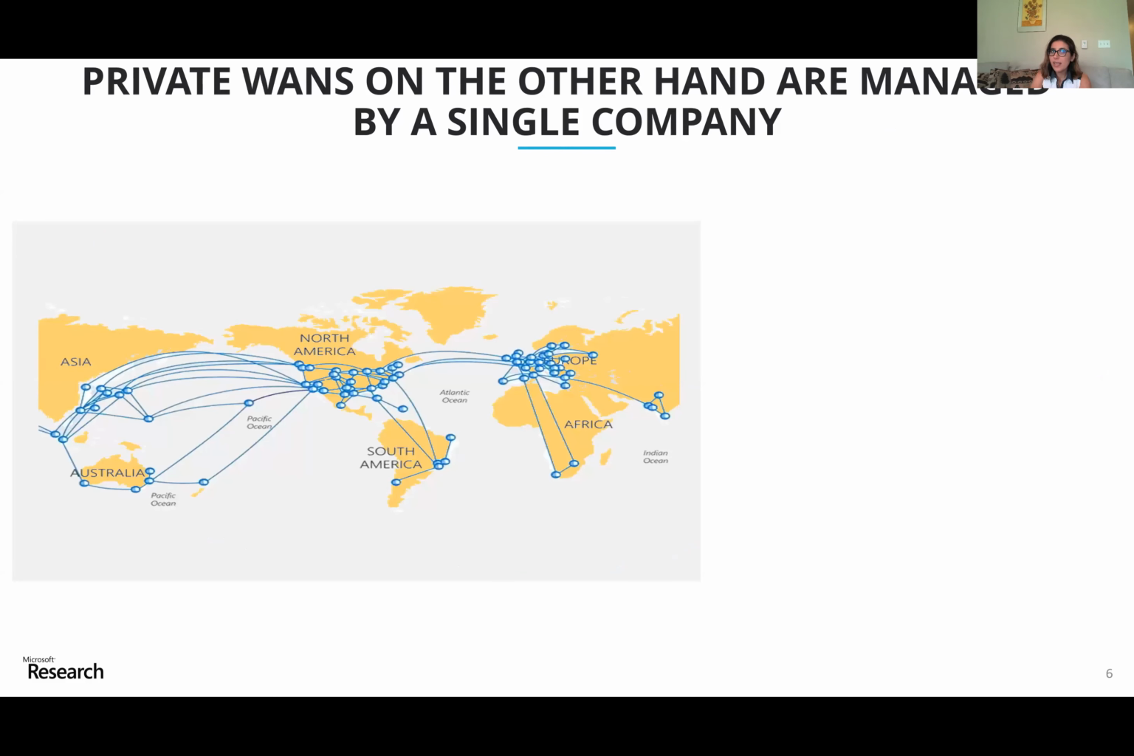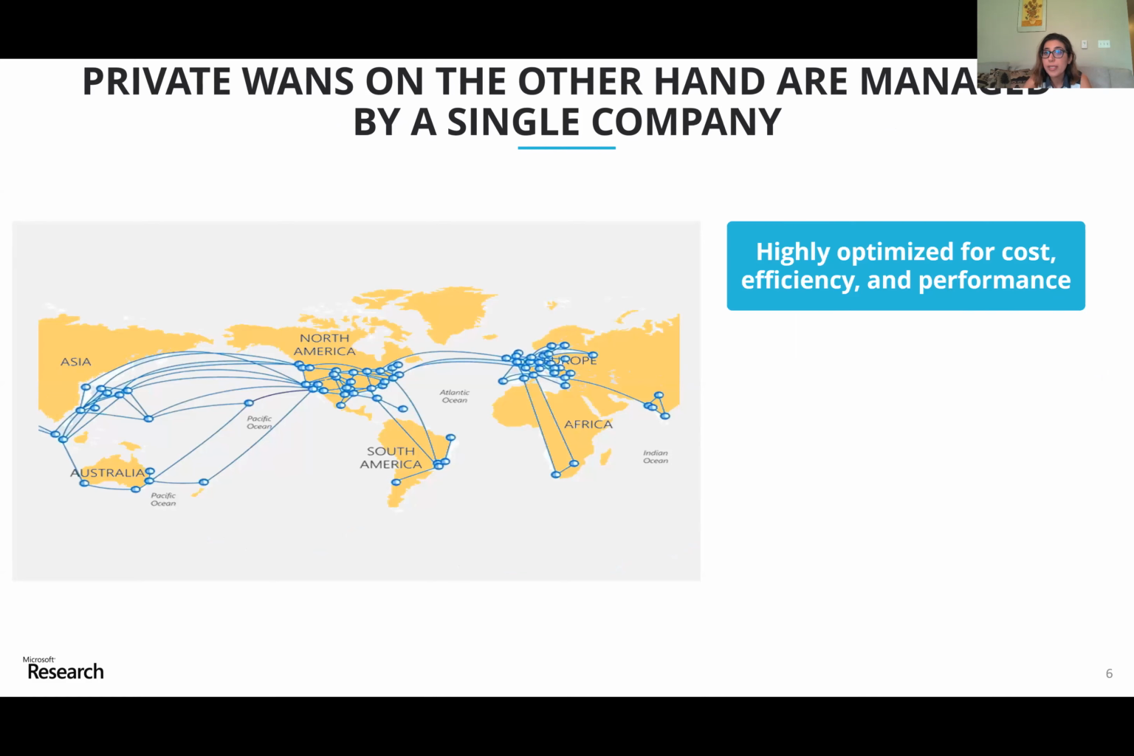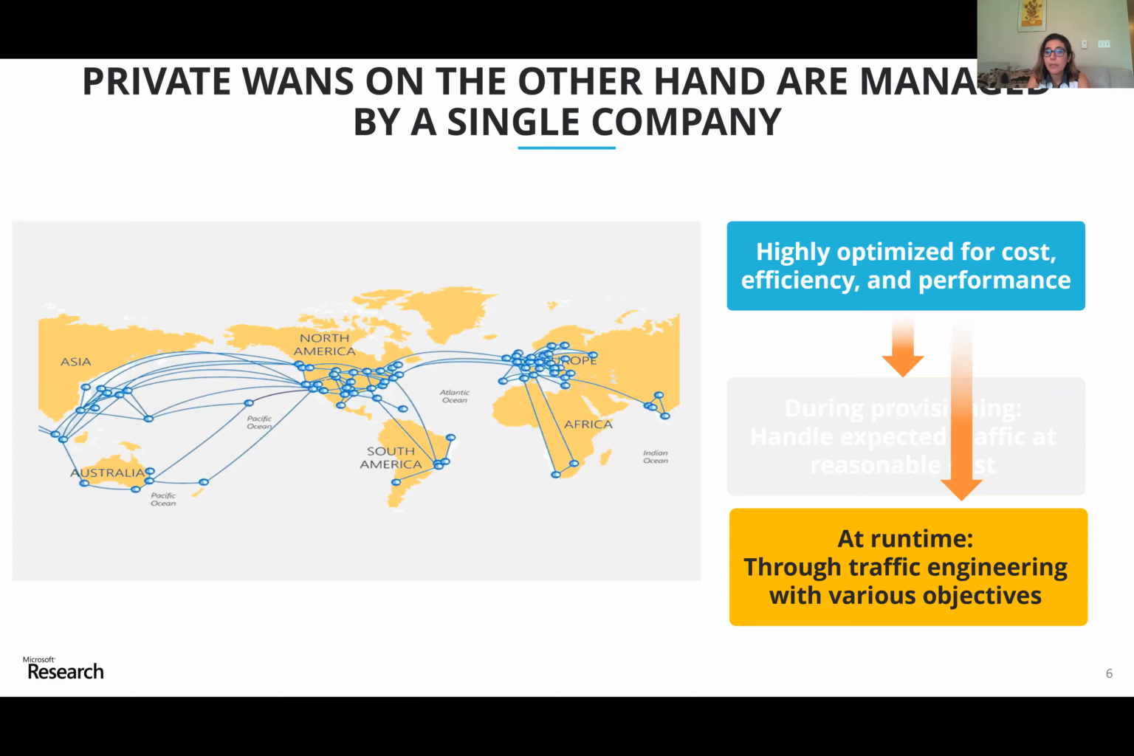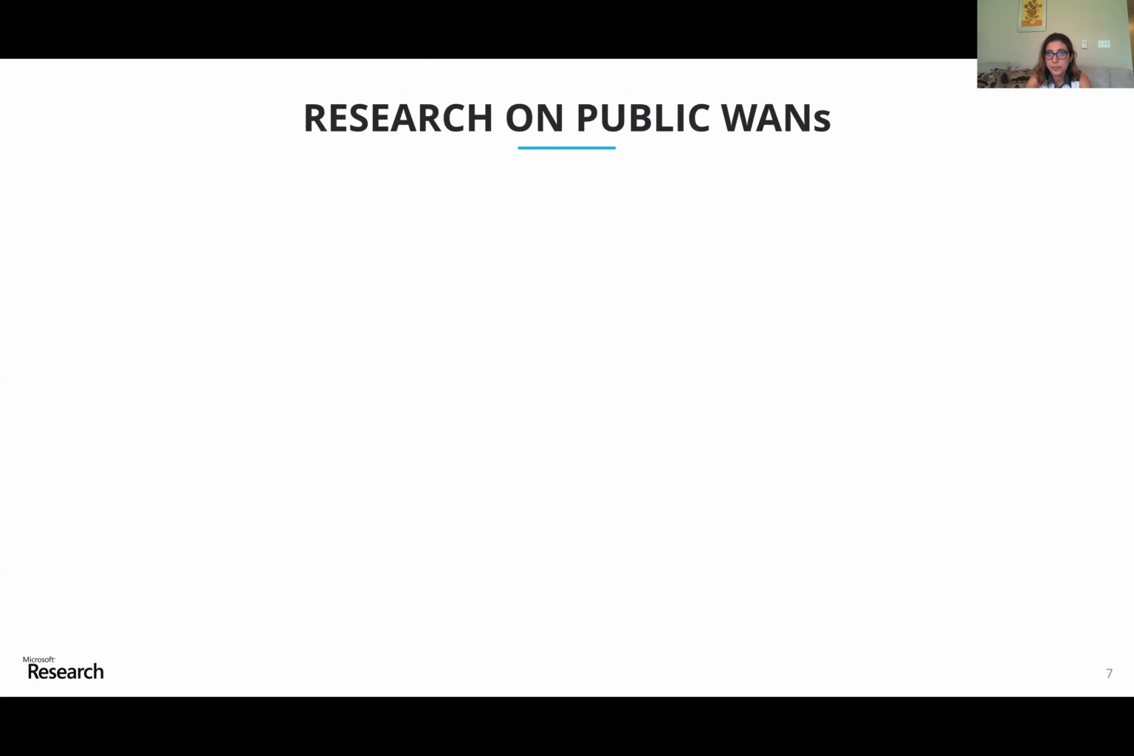Now, on the other side of this, as we talked about earlier, we have private wide area networks that are managed by individual companies. These can be much more optimized for performance and also for efficiency and cost, which is why a lot of the time during provisioning, operators think through how much traffic these networks need to be able to handle and try to provision them at a reasonable cost. And at runtime, they run sophisticated traffic engineering algorithms with various different objectives, such as failure resilience or achieving high utilization and so on, to be able to get the maximum benefit out of their networks.